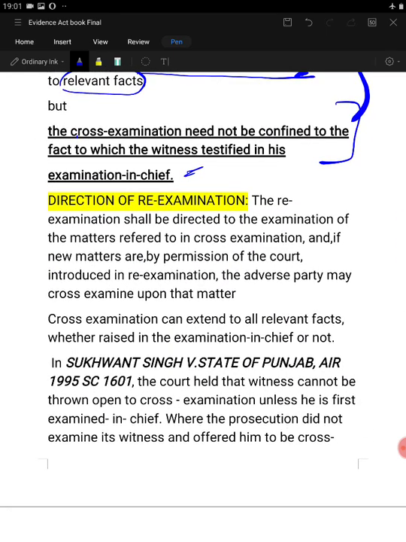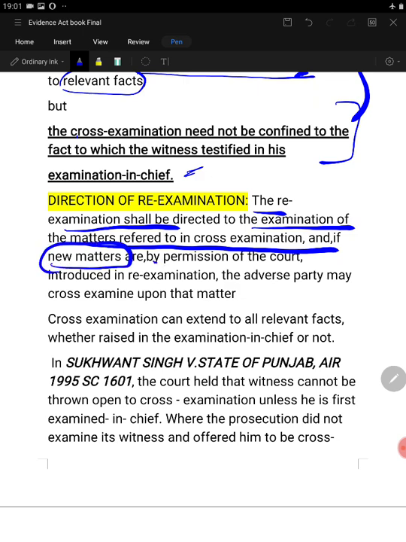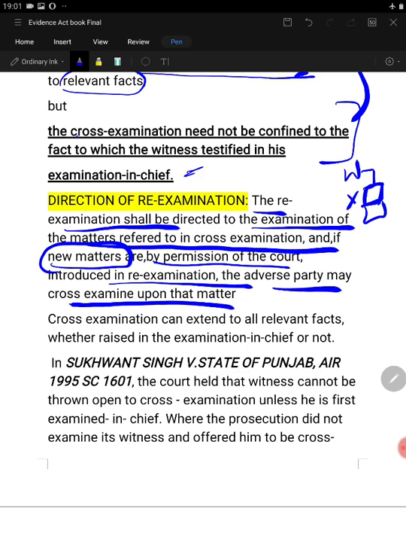Now, direction of re-examination. What it says is that the re-examination shall be directed to the examination of the matters referred to in cross-examination, and if new matters are by permission of court introduced in re-examination, the adverse party may cross-examine upon that matters. So suppose if W is first examined in chief, thereafter on some other point he may be cross examined, and if new matters come up, then he may again be re examined by the party who calls him. And in this re examination, if some new fact has come up, which was not there earlier in examination in chief or in cross examination, then on these facts, once again, the adverse party will be allowed to cross examine him.